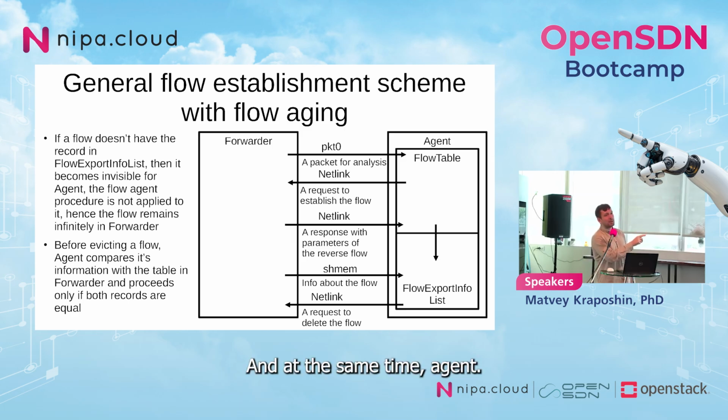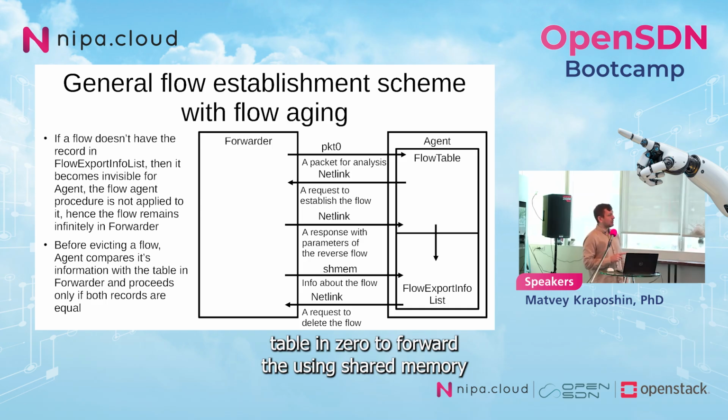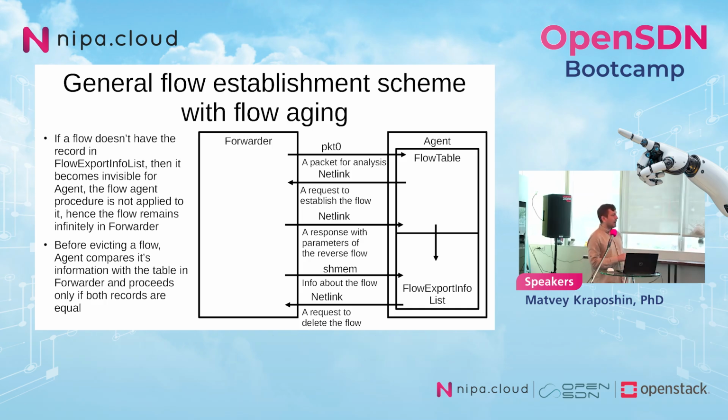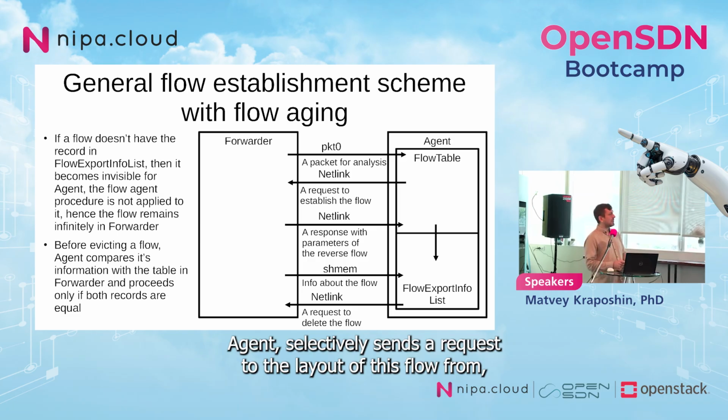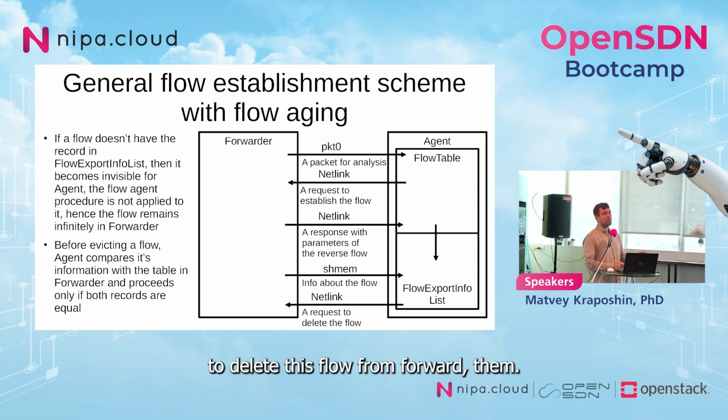And at the same time, the agent periodically, regularly monitors the flow table in vrouter forwarder using shared memory and selects flows for deletion. Each time a flow ages, so the age of a flow reaches the predefined time, the agent selectively sends a request to delete this flow from the forwarder.